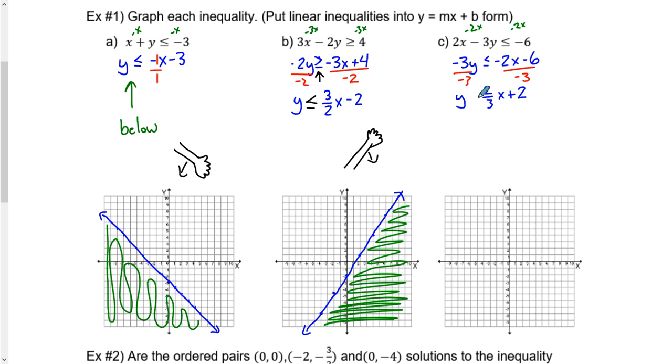And because we had divided by that negative, our less than or equal to sign now is going to become a greater than or equal to sign. So now we can graph. Y-intercept of 2, which is that b value, slope of 2 over 3 means up to the right 3, or down to the left 3.